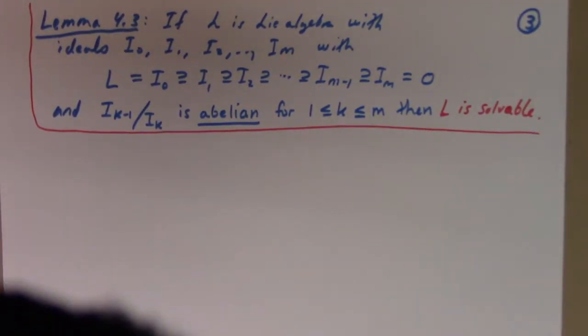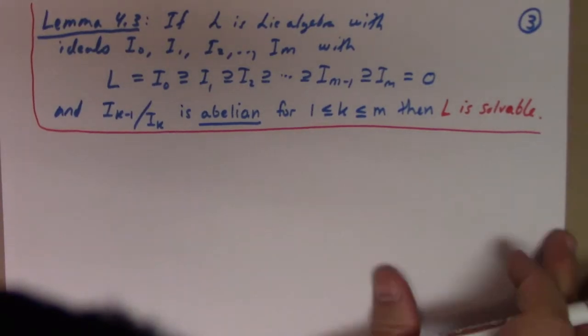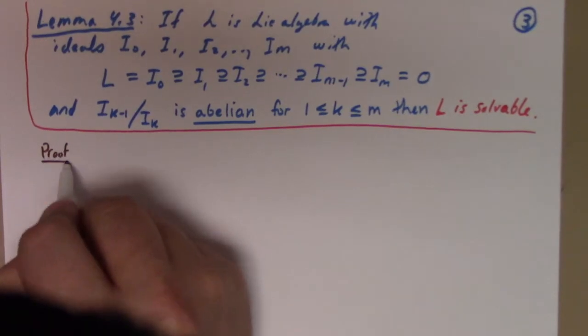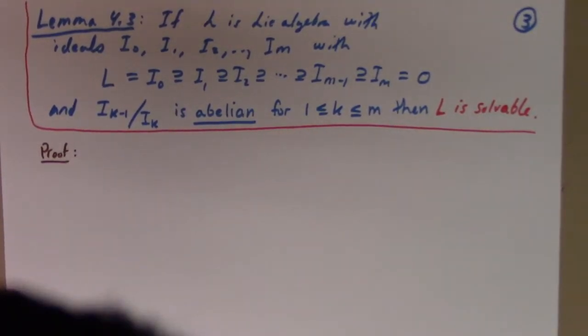Let's see how. So here's the proof. As usual, I am thieving it from Erdmann and Wildon. All right, so here's the proof. Let's see if we can understand it. We shall show that L^k is contained in I_k for k between 1 and m. And then putting k equals m will then give L^m as 0.